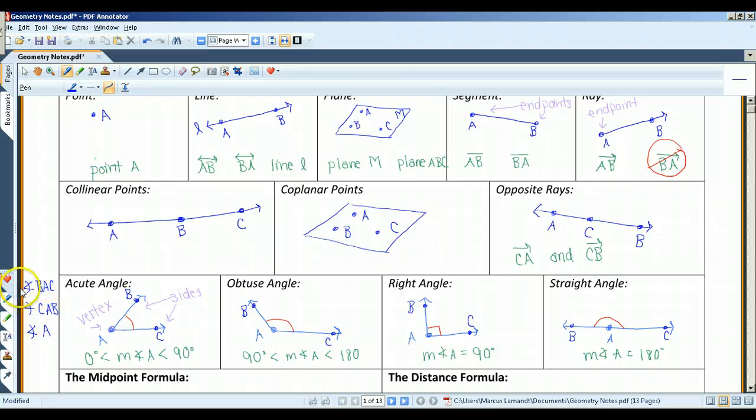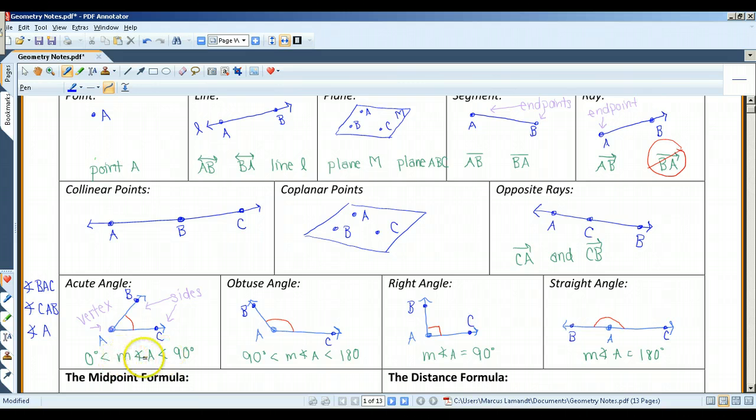Remember this little symbol here. This is an important symbol. Anytime you see that symbol, it means angle. An angle is measured in units called degrees. That's what this little circle means. So this would be 0 degrees. This would be 90 degrees.